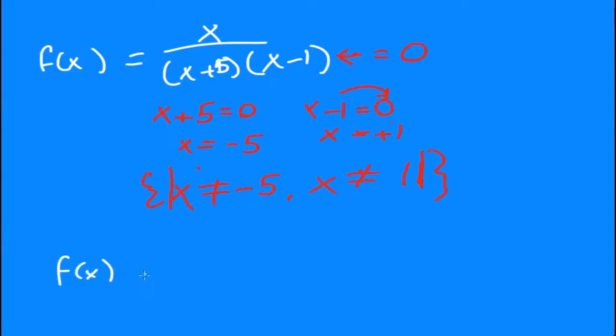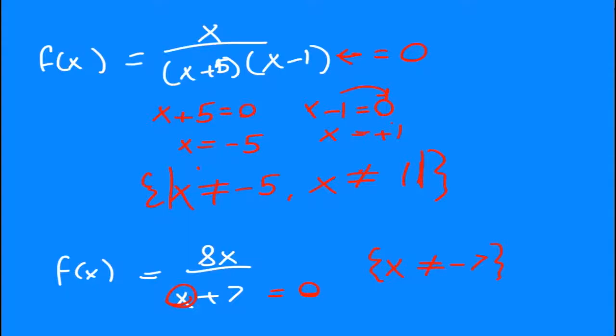Now, I want to say f of x equals 8x over x plus 7. Then, what number do we have to put on this x that is going to make this whole thing equal to 0? Negative 7, right? Because negative 7 plus 7 equals 0. So your domain would be x is not equal to negative 7. And that's it.